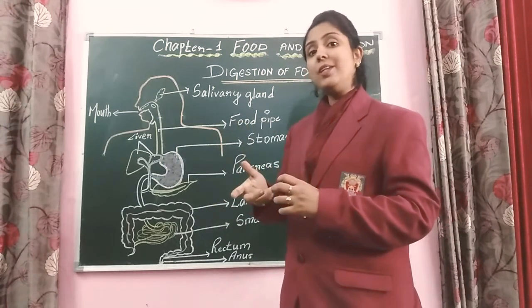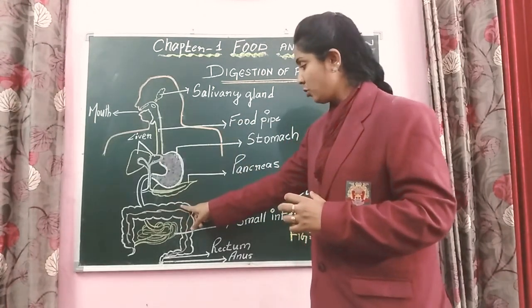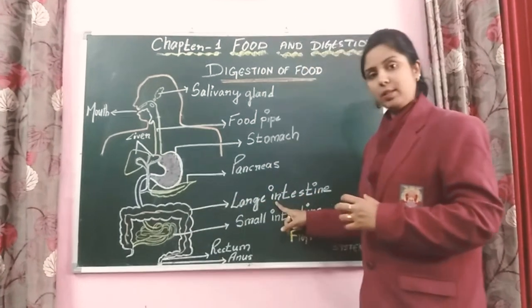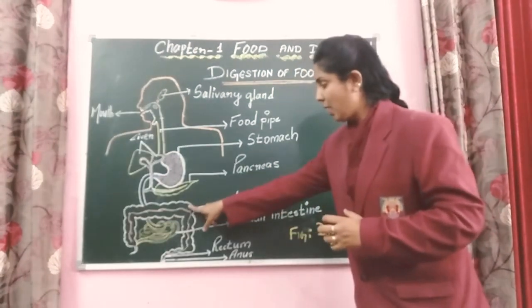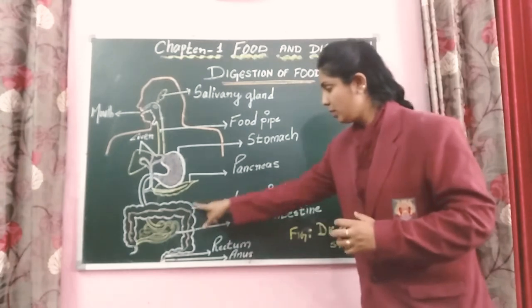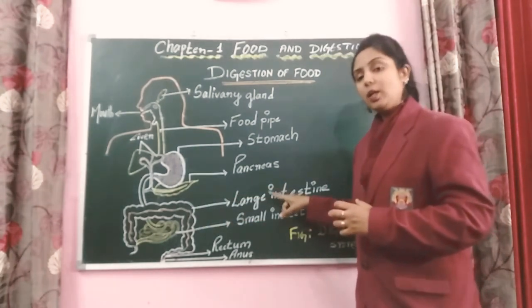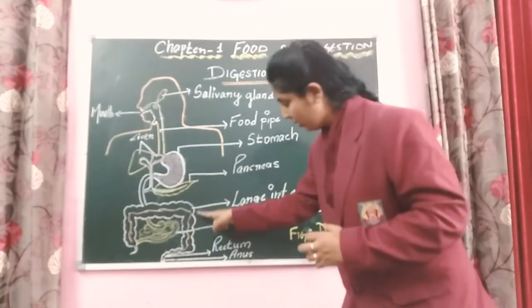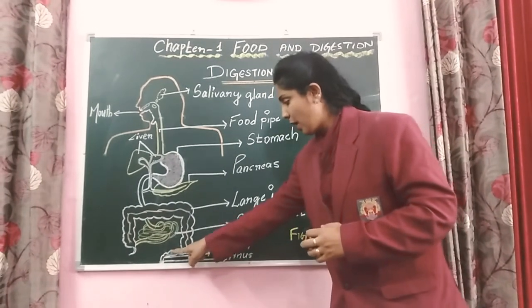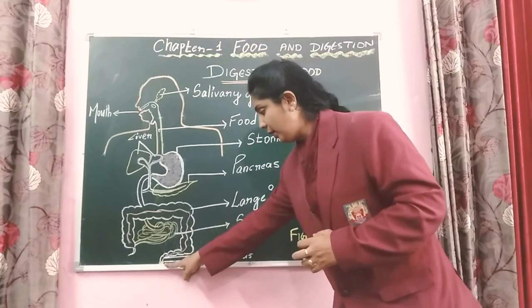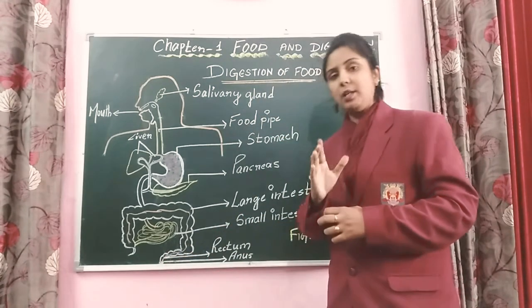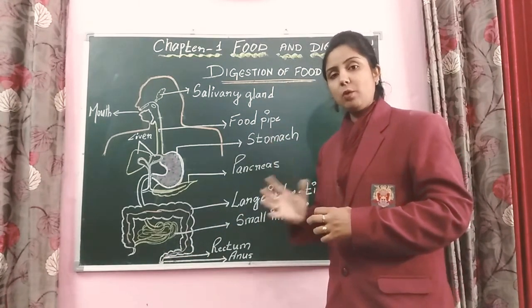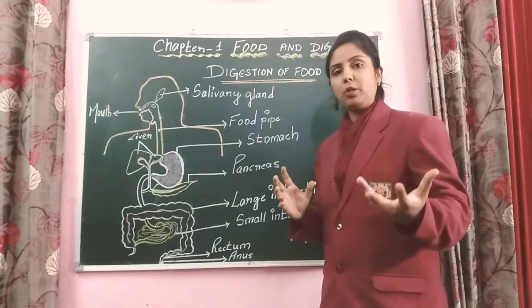Now, the undigested food enters into the large intestine. Here you can see this is the large intestine. It is easily visible to you, students. Now, in the large intestine, the undigested food travels down. Here you can see it travels to the rectum, and then finally it goes out from the body. It goes out from the body when we go to the toilet.